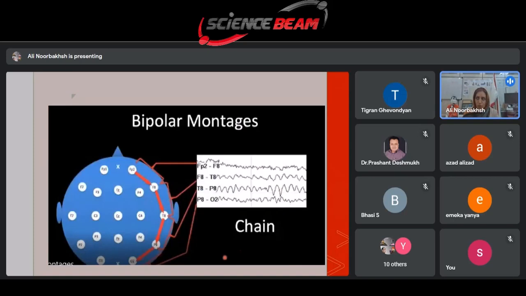And this is a bipolar montage, used for EEG. For EEG, for example, this is active and this is reference. Again, this is active, reference, active, and reference. It's the same as banana fruits, and we can say banana montage.